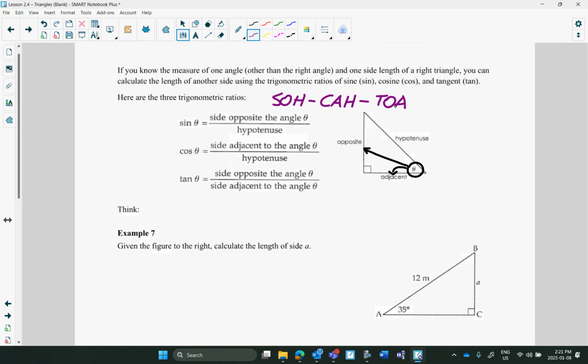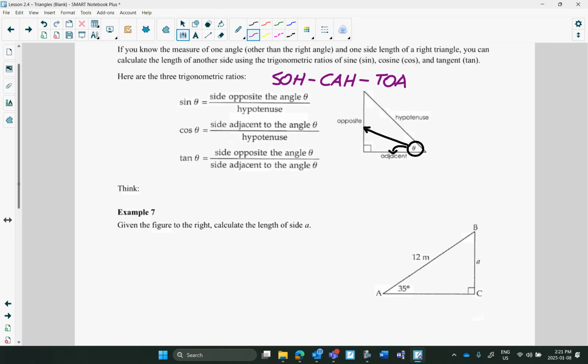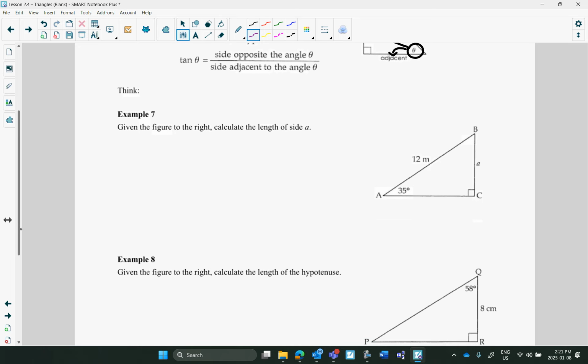So really, all you're doing with trig here is you're setting up a very simple trig equation and solving. So like example 7. We're asked to find the length of side A. And we're given this acute angle down here, and we're given this length here. So if this is the angle we're given, what's the name of this side? Opposite, adjacent, or hypotenuse?